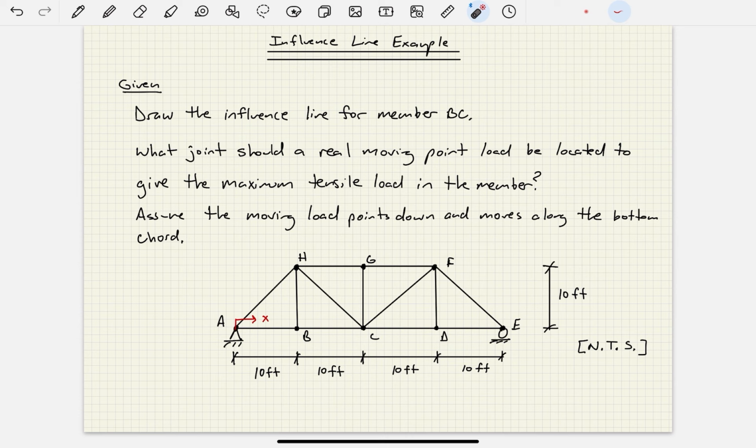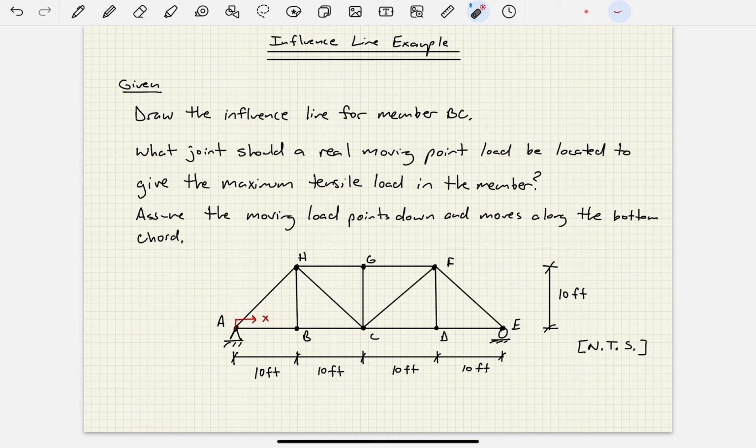So take a look at this truss here. We see that we have a 4-bay truss. Each bay is 10 feet long, and the height of the truss is also 10 feet. We're told that this is sketched not to scale. You have an external pin at A and a roller at E. Point A is used as the origin, and pointing to the right is considered positive X values.